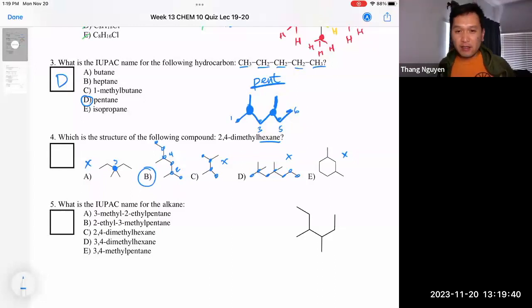Okay, any questions on naming or even drawing the molecule here? Of course, number 5 is another naming problem, so we'll go to that soon.